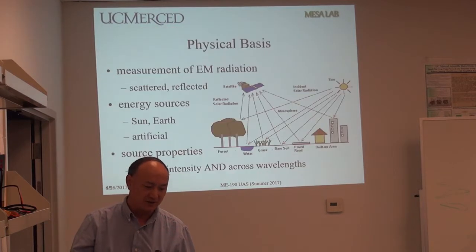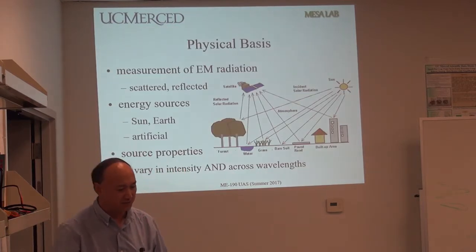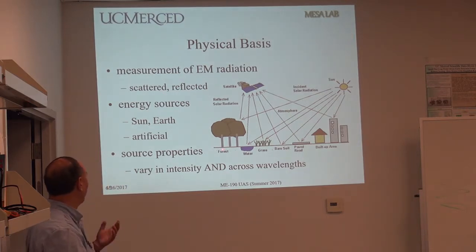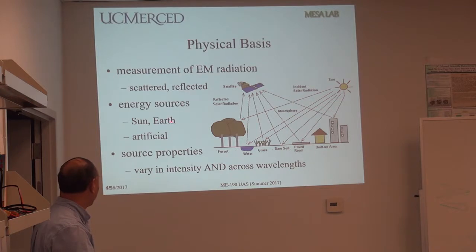So the physics basis again, and let's start, is measurement of the EM, electromagnetic radiation, scattered or reflected. So the energy source is the solar, the sun, or the earth itself. We do have some artificial energy sources. So these are called incident solar radiation and reflected solar radiation. And here you have something that gets absorbed. So source properties vary in intensity and different wavelengths.